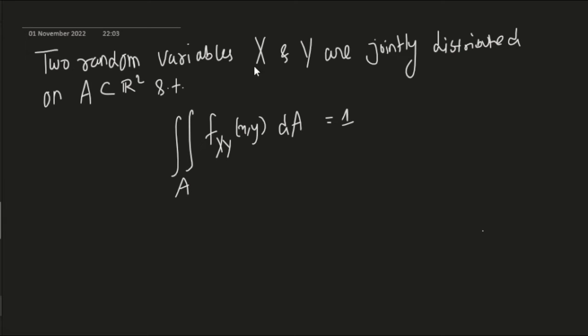So we say that two random variables x and y are jointly distributed on the region A, which is basically a subset of R square. It can also be R square itself. Then the double integral or the surface integral over the region A simply equals 1 of the joint PDF, right? Here fxy is the joint PDF. And in the last one we understood how to do this kind of manipulations.